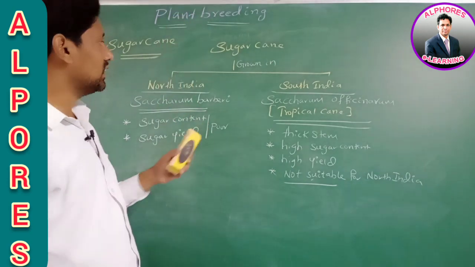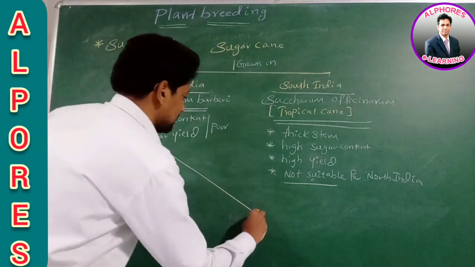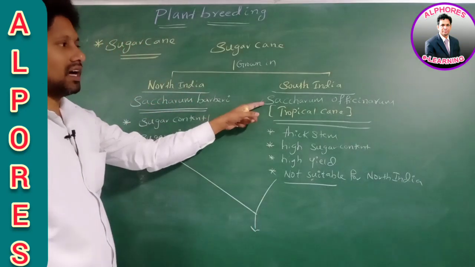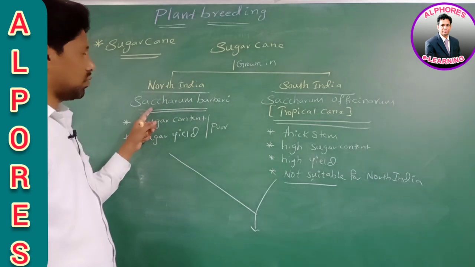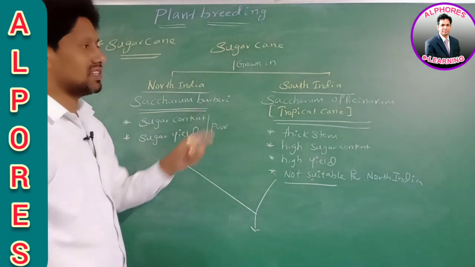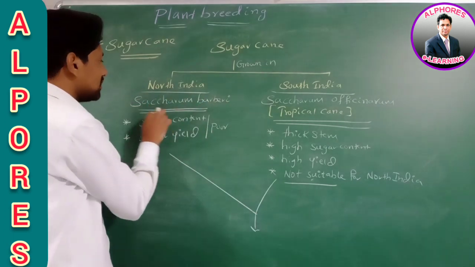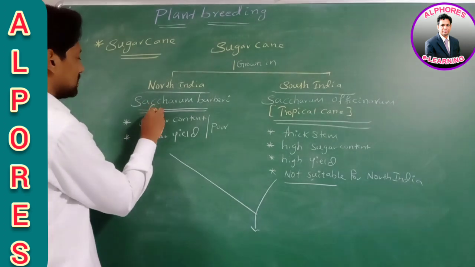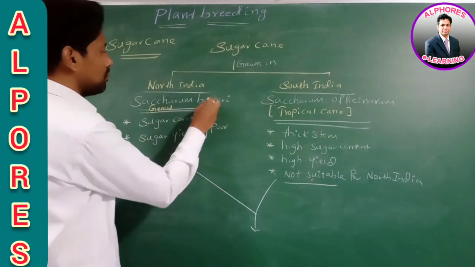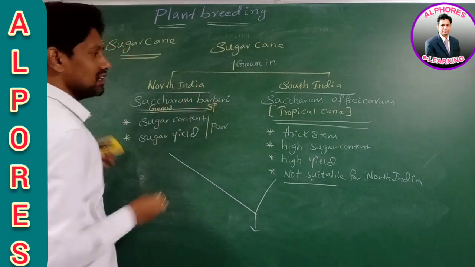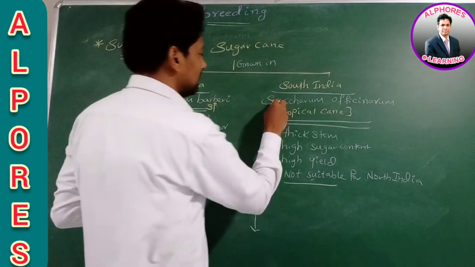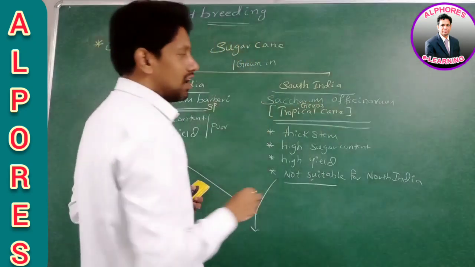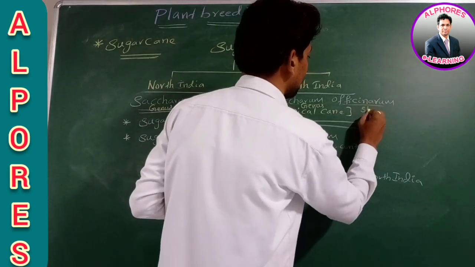So scientists crossed these two varieties, Saccharum barberi and Saccharum officinarum. In this scientific name, what is the genus word? Saccharum is the genus word, whereas barberi is the species word. In the other name too, Saccharum is the genus word, whereas officinarum is the species word.